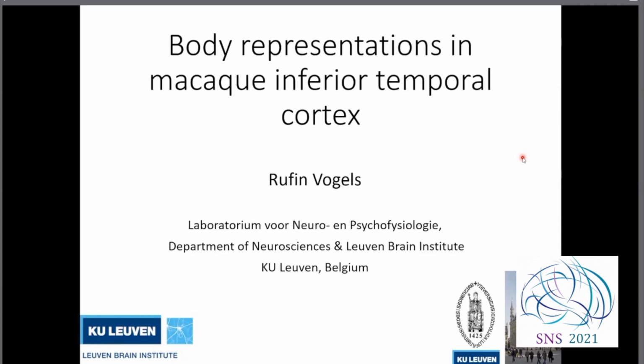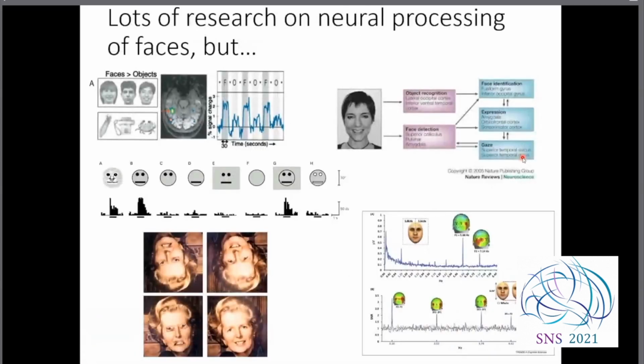Thank you for this nice introduction. So I'm going to review today some work that we did the past 10 years on body representations in the macaque inferior temporal cortex, which basically we use as a model to learn more about how the human brain processes visible images of bodies. As all of you might know, there's lots of research on neural processing of faces.